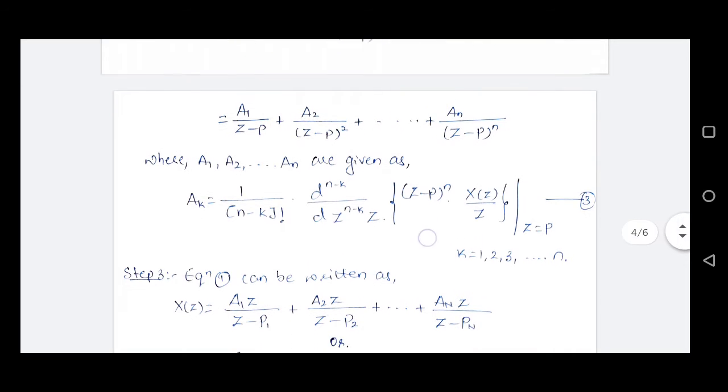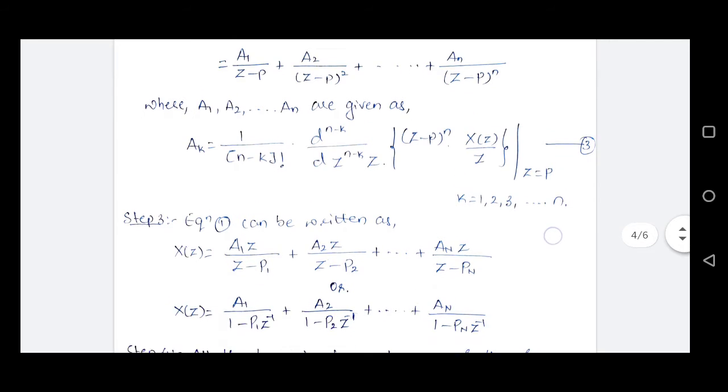Now n represents the number of repetitions of the pole, and we'll obtain the residues A_k for repeated poles as 1 divided by (n minus k) factorial, and we'll take the derivative of the procedure that we used to find the residue earlier. The number of derivatives again depends on the number of repetitions of the pole. So d^(n-k) divided by dz^(n-k) of (z minus p)^n times X(z) divided by z, where z will be equal to the value of the pole p.